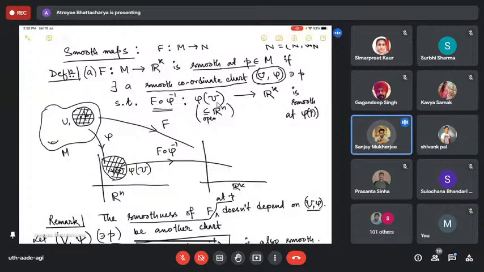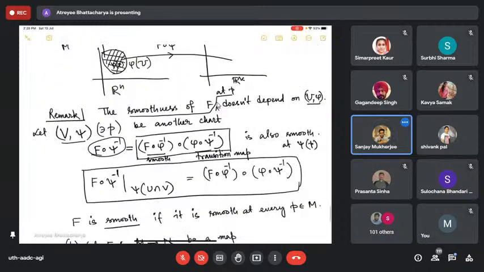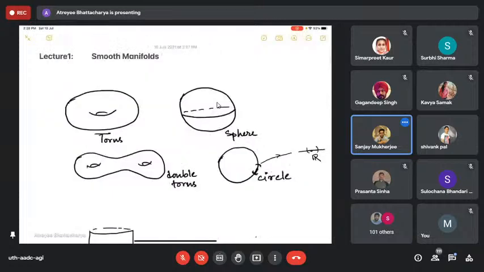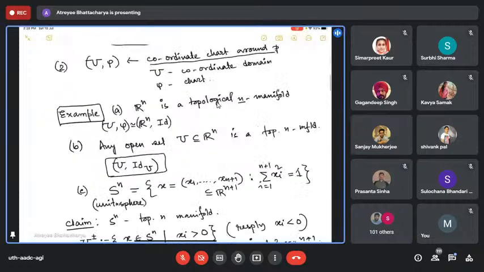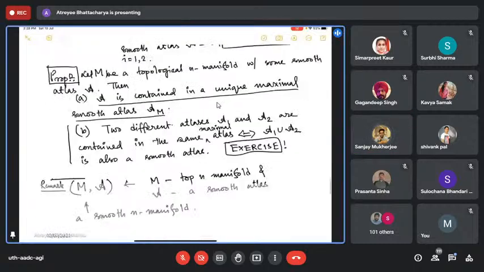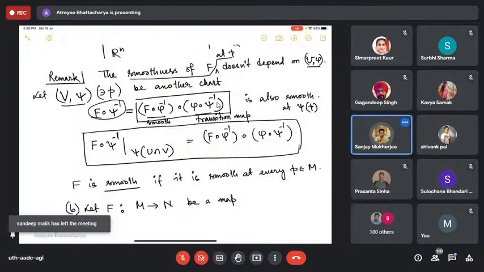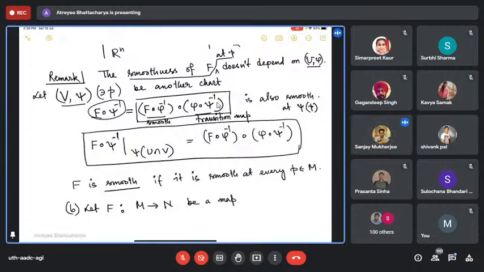For the second chart, psi, we can see that it's smooth on U intersection V, but psi need not be smooth on the whole of V. Is it like that? Yeah, that is fine, right? But we are not assuming that. We are just assuming it to be smooth at the point psi(P). Okay, it's smooth at the intersection. That's fine.